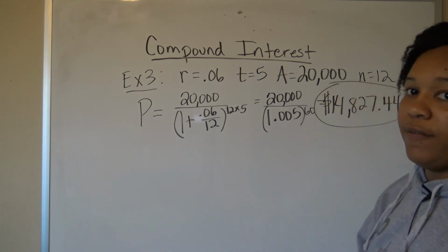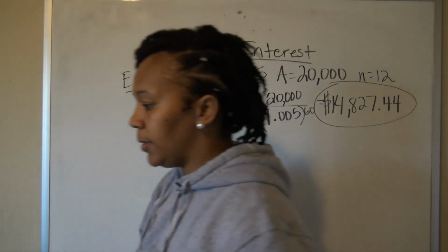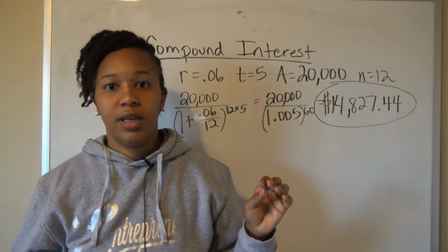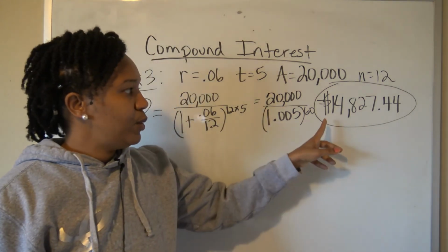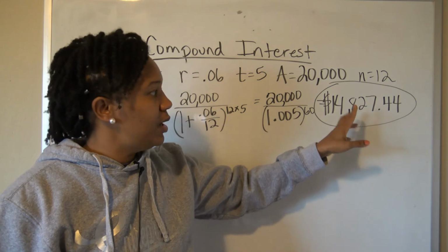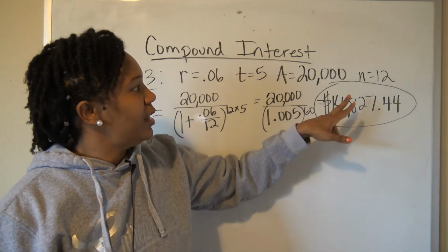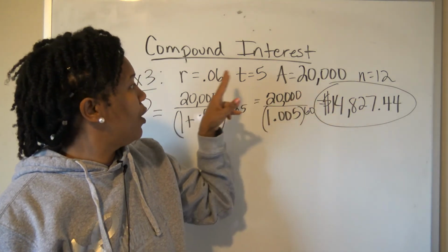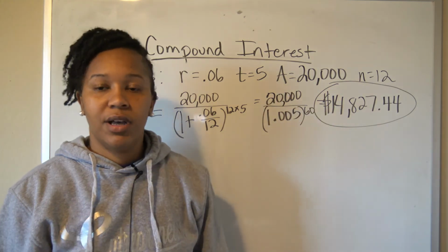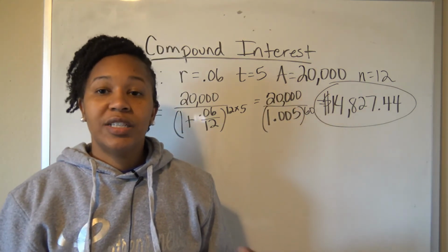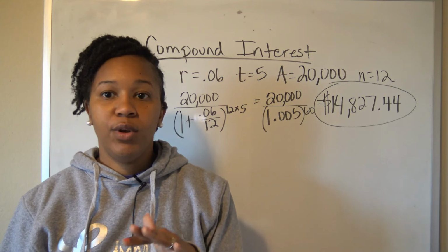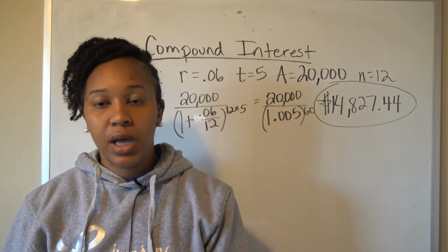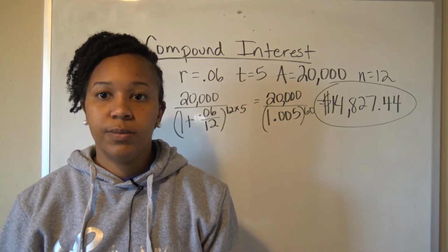So that lets me know if I want to invest a certain amount of money in this account, I will have to invest $14,827.44. Let that sit in this account for 5 years, and at the end of 5 years, I'll have $20,000. So that's how you will use that formula for P whenever you want to figure out how much you have to invest now to get a certain amount in the future.